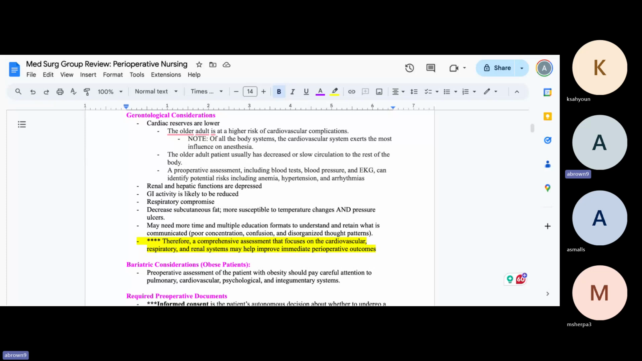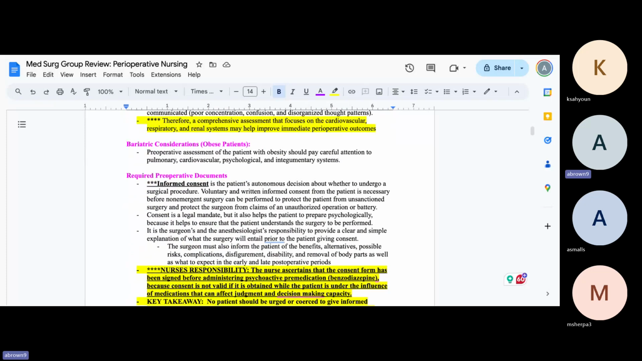We may need more time and multiple education formats to understand and retain what is communicated. So with older adults, you just want to take more time in explaining things to them because they may have poor concentration, confusion, or disorganized thought patterns. Therefore, a comprehensive assessment that focuses on cardiovascular, respiratory, renal systems may help improve immediate perioperative outcomes. So with any patient, we do want to do a comprehensive assessment and just focus on all the body systems.